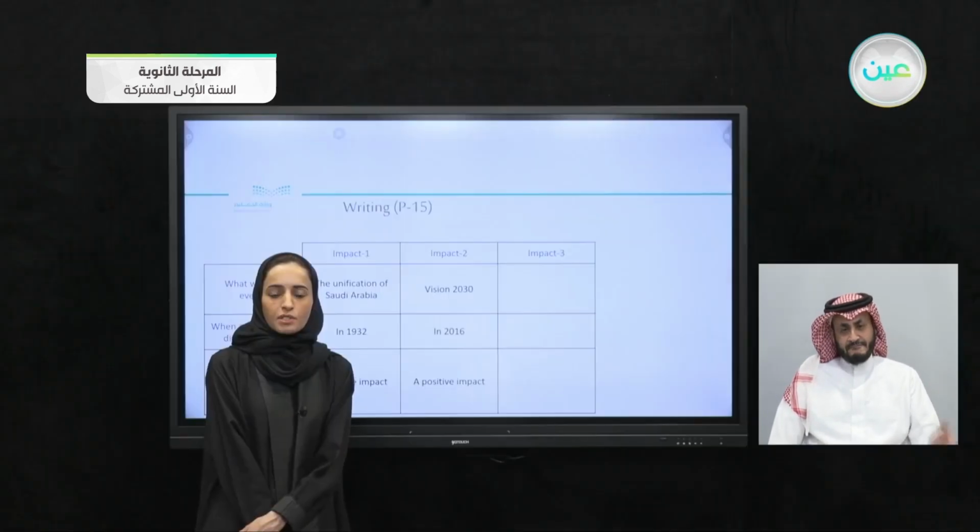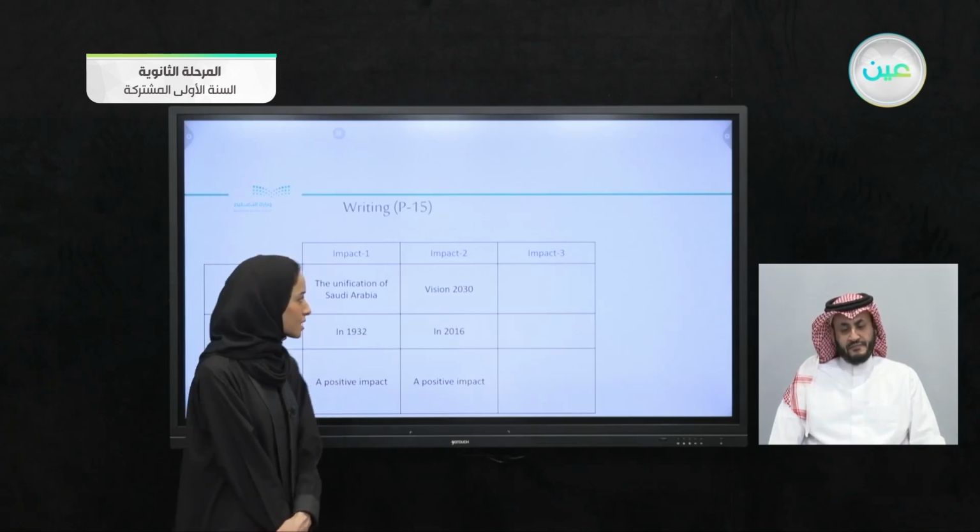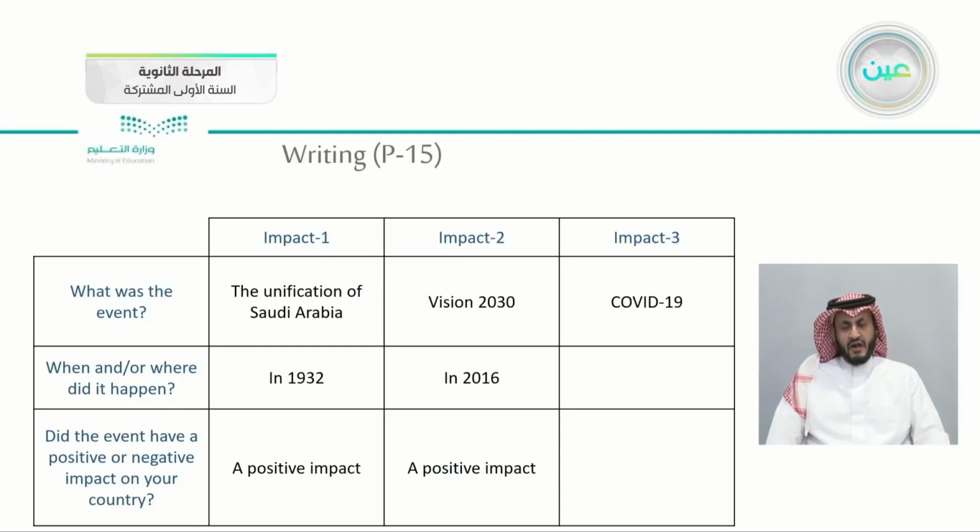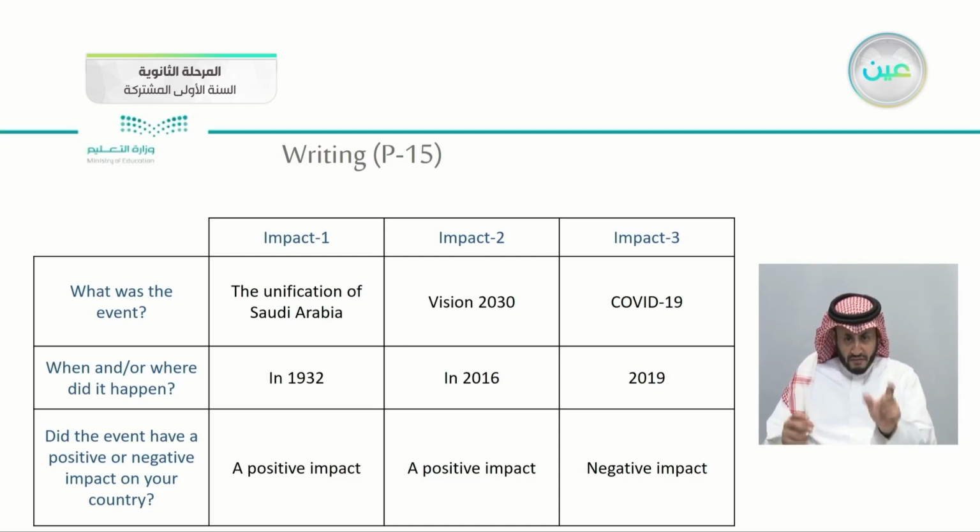One thing that is very interesting, and I believe that you all think about it, is the idea of COVID-19. COVID-19 started spreading in 2019. That's why it's COVID-19. Does it have a positive or negative impact? We can speak about the negative impact or the things that were negative. And from this table, you can choose one, whether COVID-19, Vision 2030, or the unification of the Kingdom of Saudi Arabia, and start writing your own paragraph.